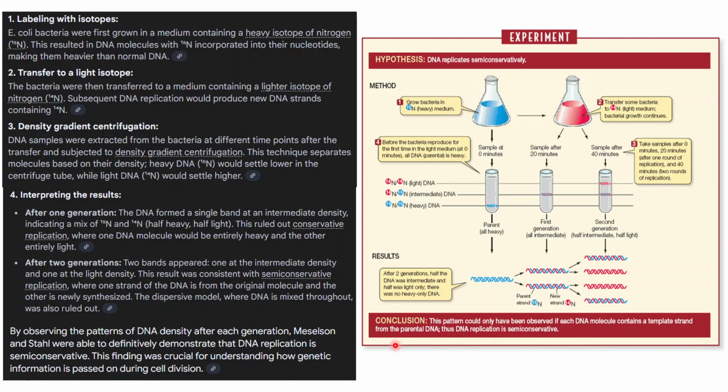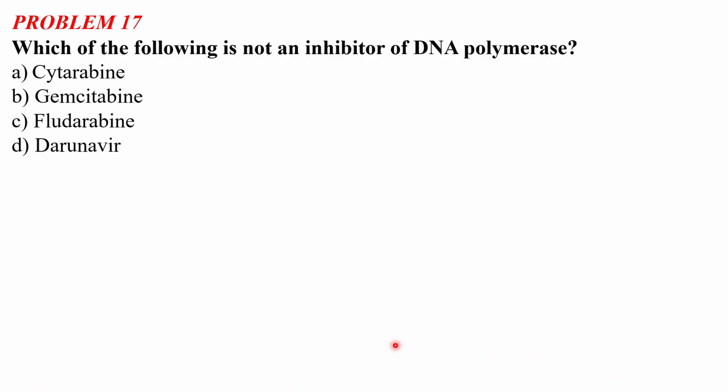Okay. Now, I will go to the next problem. Problem number 17, it says which of the following is not an inhibitor of DNA polymerase. Your options are number A, cytarabine, number B, gemcitabine, number C, fludarabine, and number D, darunavir.